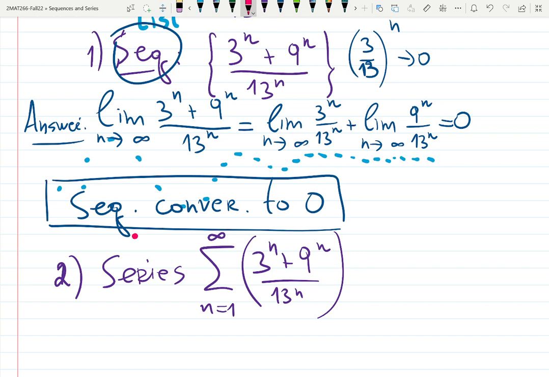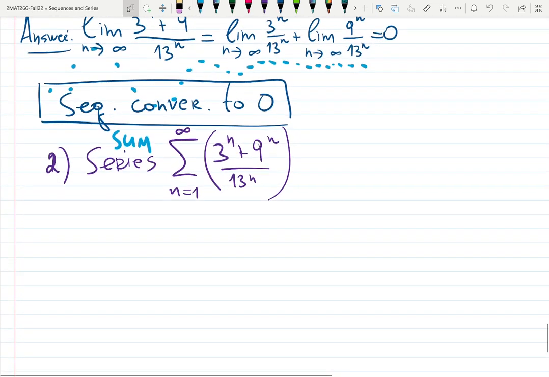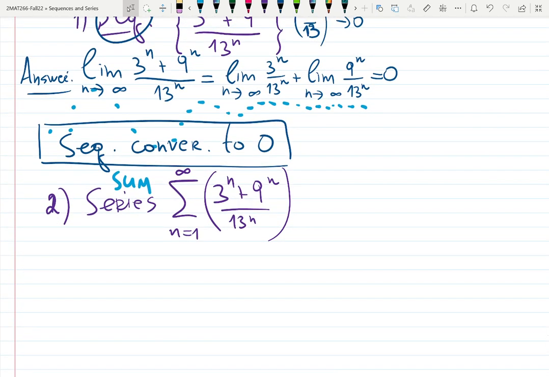Now I have a serious sum: the sum of (3 to the n plus 9 to the n) over 13 to the n, n from 1 to infinity. What is the difference? A series is a sum. Sum means those dots, which are now very hard to see. So let me show you this way.